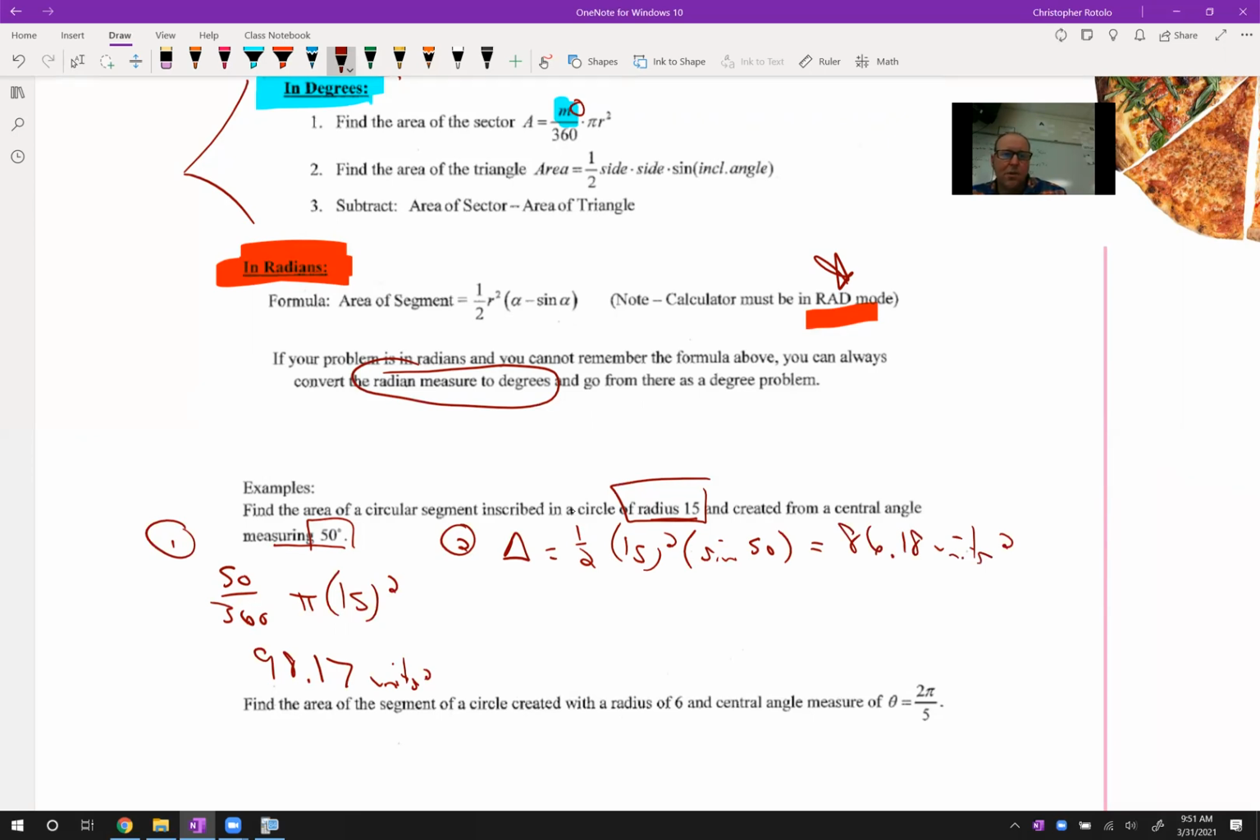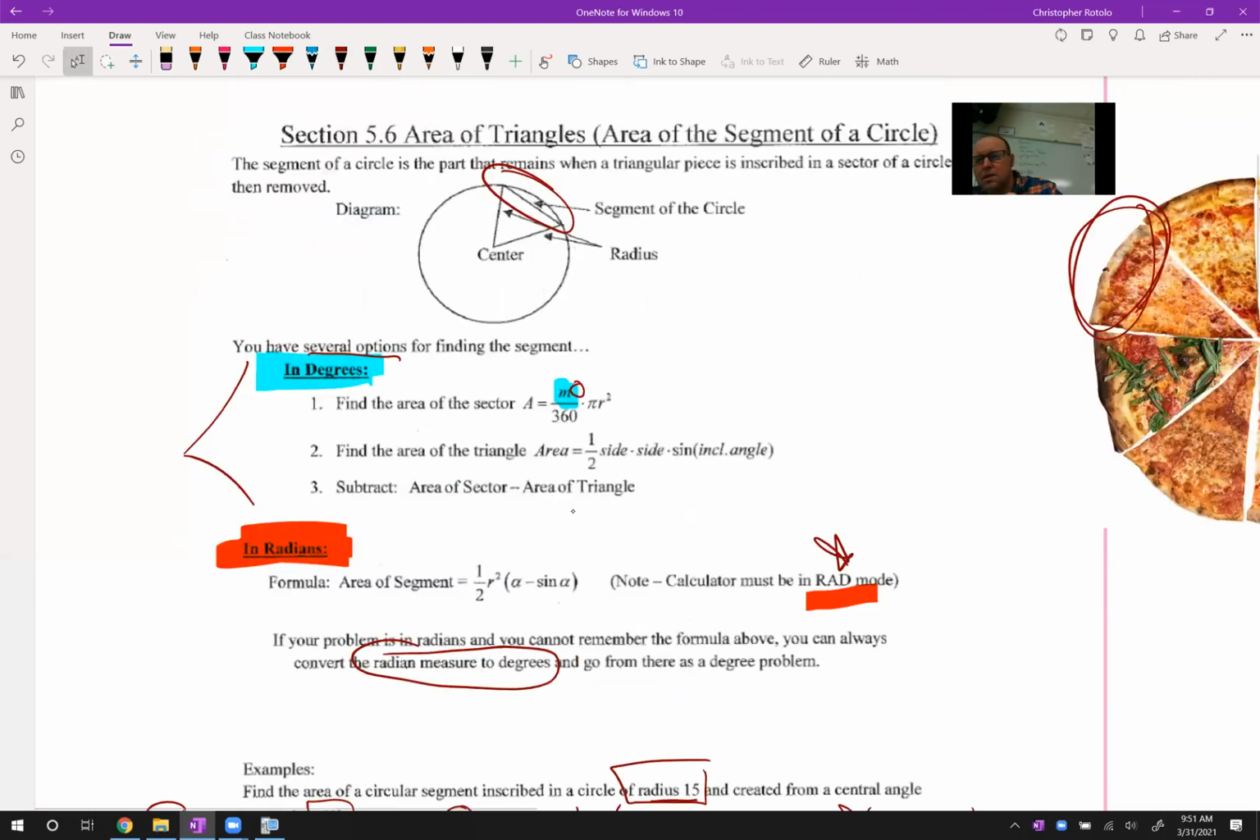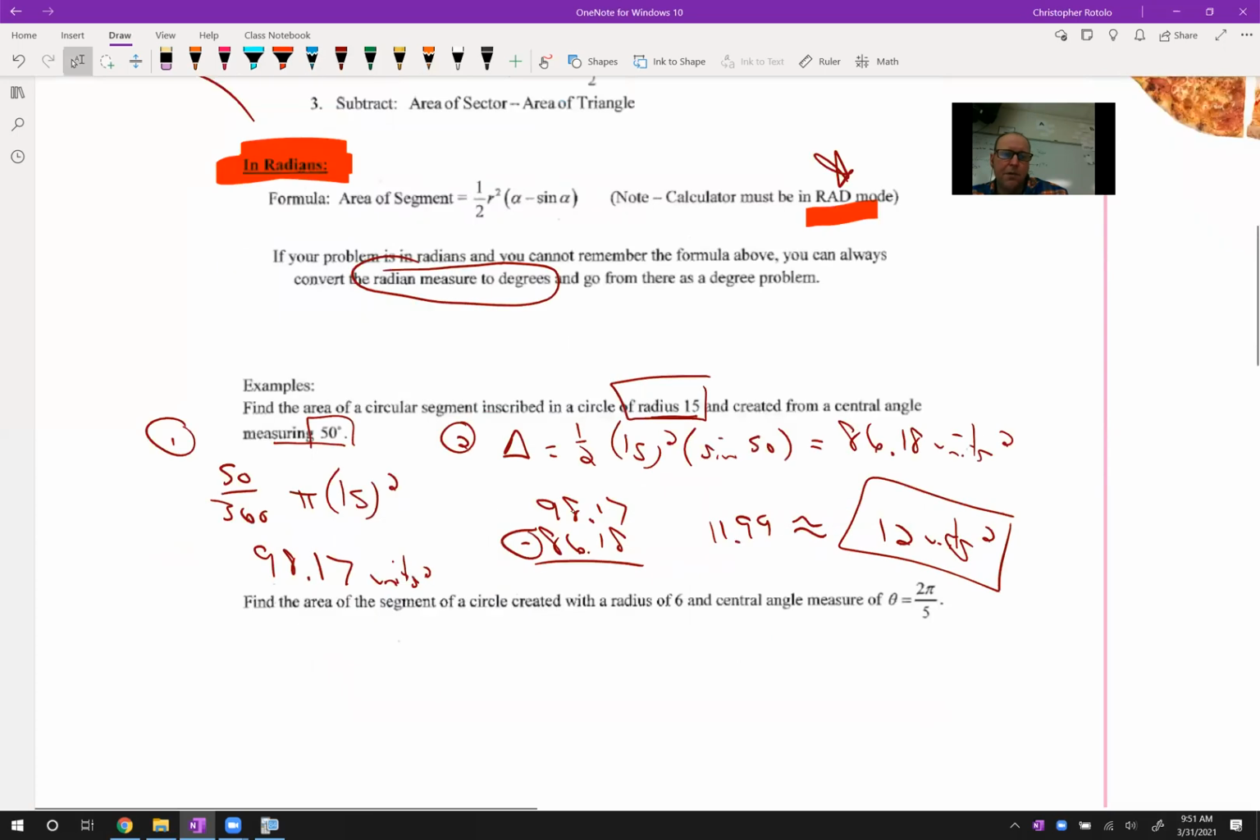And then the last thing we're going to do is subtract it. So we started with 98.17. We're going to subtract 86.18, and that should get us 11.99. It rounds a little bit more, so I'm going to call it 12 units squared. Okay, so that means the crust is talking about an area of 12 units squared as we look at that from a 50-degree angle.